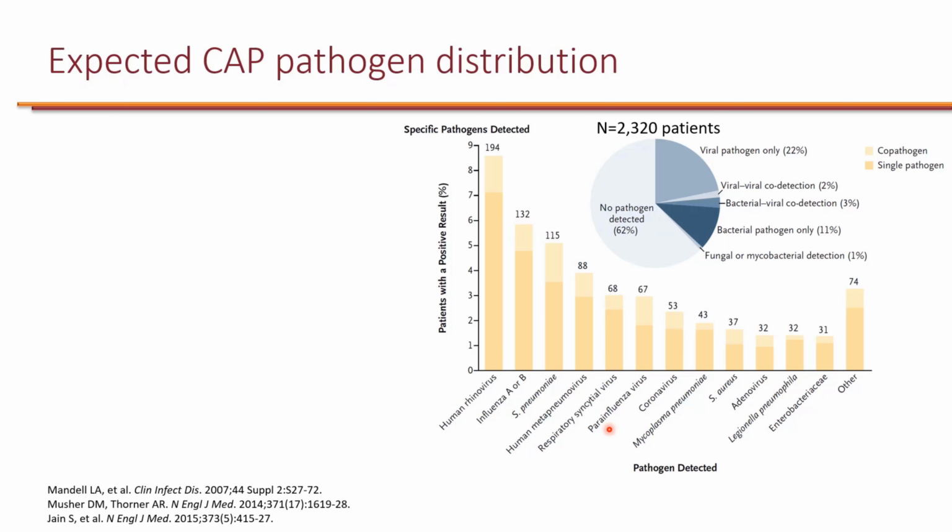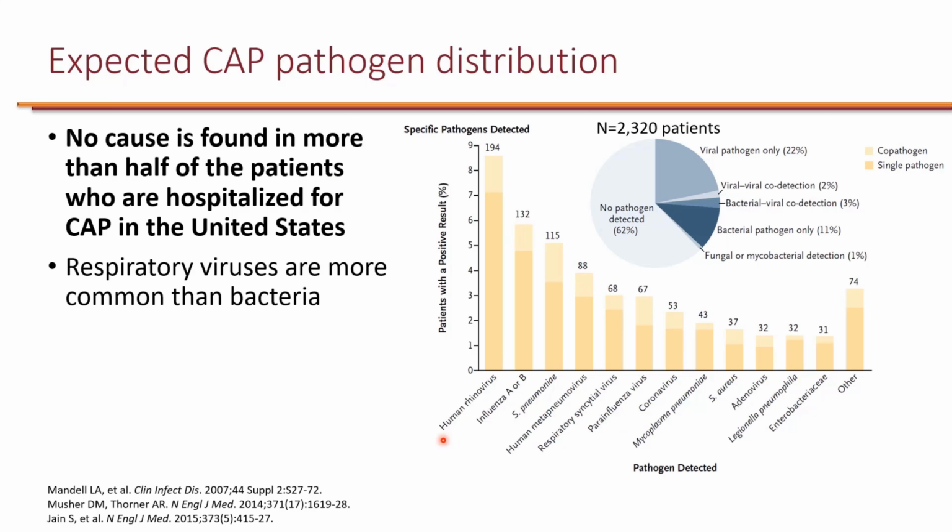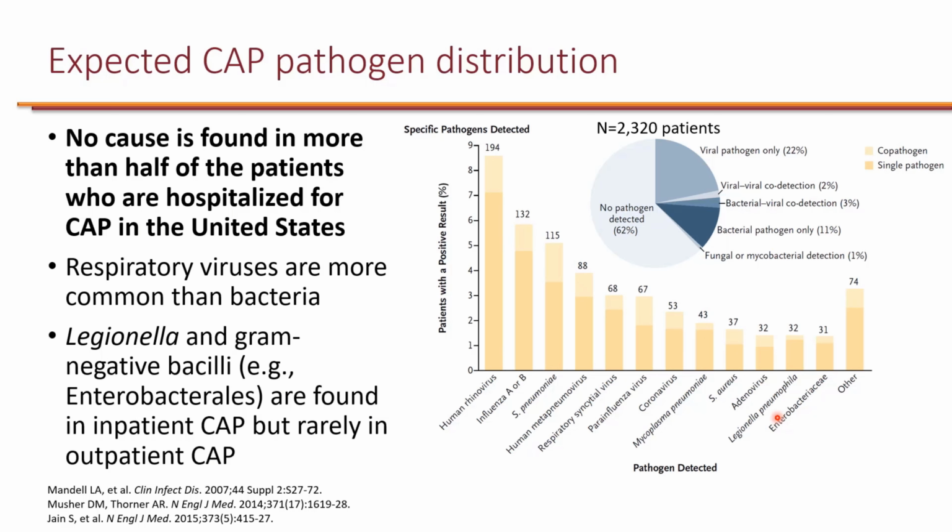Now, as you can see, in general, no cause is found in more than half of the patients who are hospitalized for CAP in the United States. The second thing that you will find here is that viruses are actually more common than bacteria. So you can see here human rhinoviruses, influenza, coronaviruses. And while Legionella and Enterobacterales are found among hospitalized patients, really, they are rarely found in outpatient community-acquired pneumonia. And what I mean by that is community-acquired pneumonia that's not severe, that can be treated as an outpatient. And we'll talk more about that shortly.